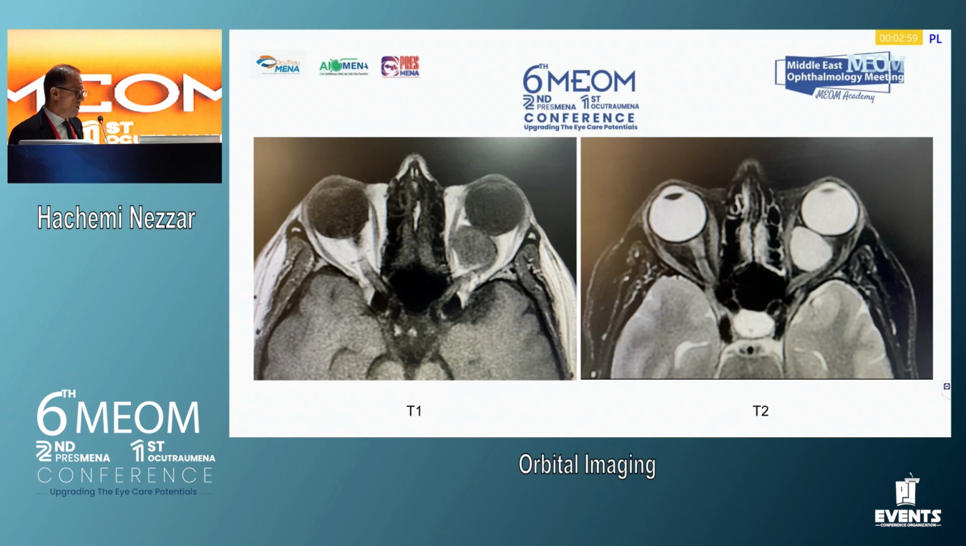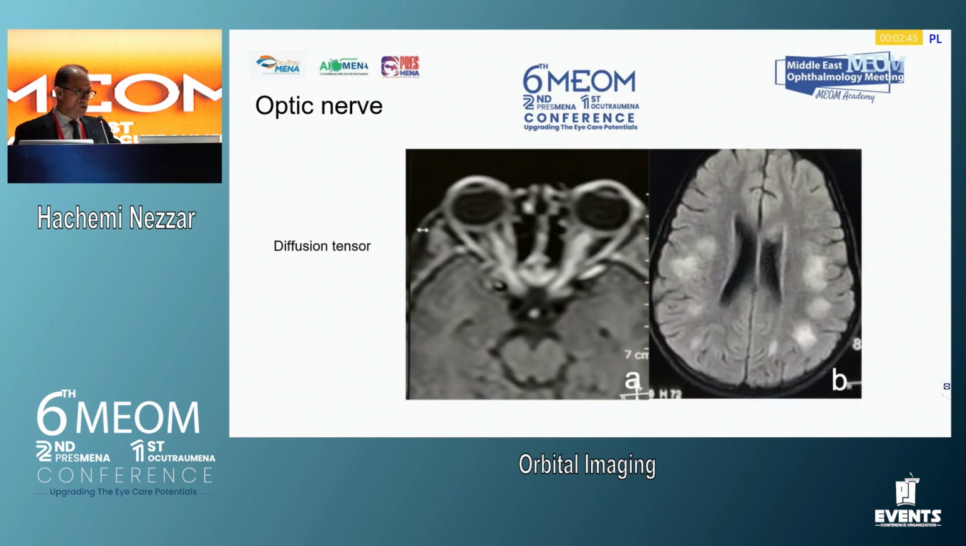So you have T1 and T2 that can show you the fat, the mass, and you can see whether it is a vascular mass, a regular or non-regular mass, intraconal, extraconal, compressing or not the optic nerve. And as I said, this is the master exam for the intraorbital content.